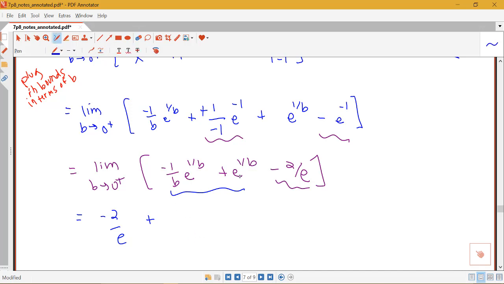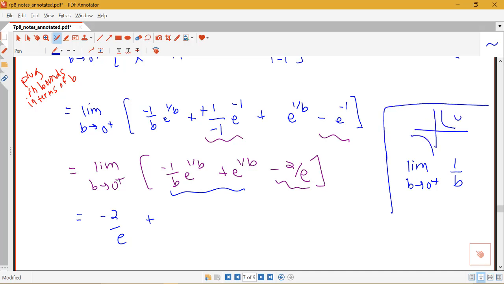So what about this e to the 1 over b piece? Well, what's the limit as b goes to 0 from the right of 1 over b? Okay, well, if we think of the graph of 1 over x, then the limit as I approach 0 from the right here will go up to positive infinity. So this limit as b goes to 0 from the right of 1 over b will be infinity.